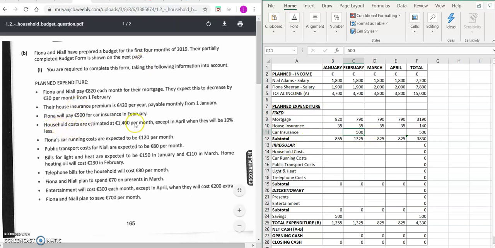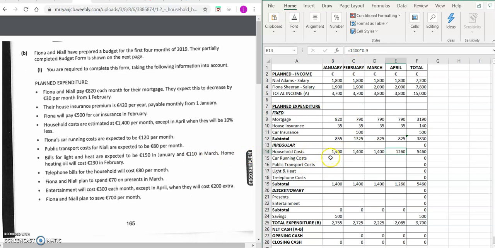So household costs are estimated to be 1,400 per month, except in April when it will be 10% less. So it's going to be 1,400 for each month, and then we get the April figure. In April it's going to be 10% less, so 1,260. There are different ways you can find this. Instead of being 100%, I'm going to get 90%. You could multiply 1,400 by 10% and then take your answer away from 1,400.